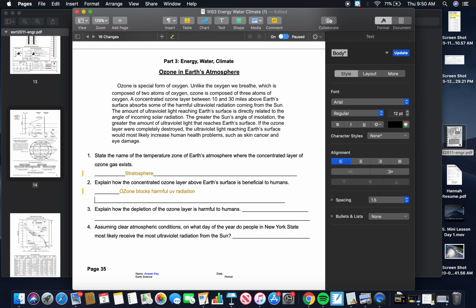So basically, if we get rid of that ozone, if we destroy the ozone, then what's going to happen? I think you could answer that question. Then we will have an increase in UV rays. And what happens if we have an increase in UV rays? That causes more things like skin cancer and eye damage. By the way, it also destroys plant life as well.